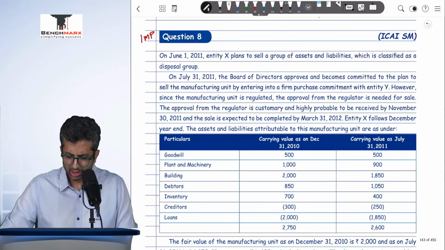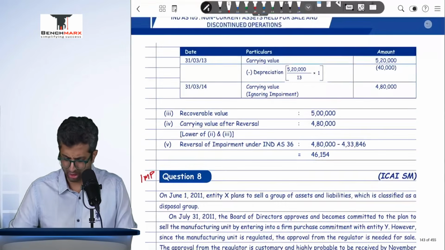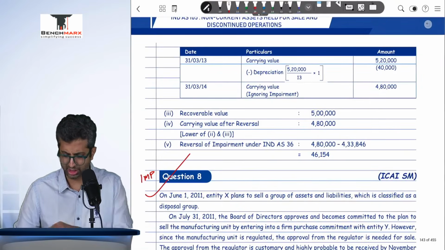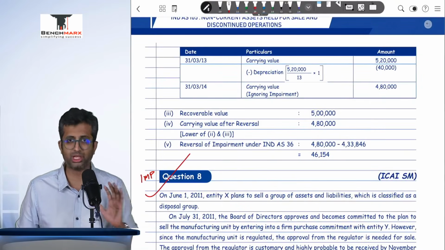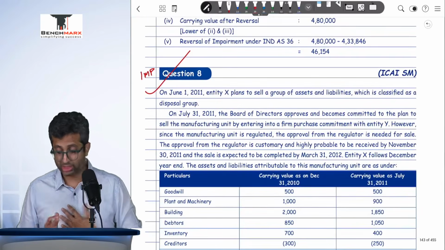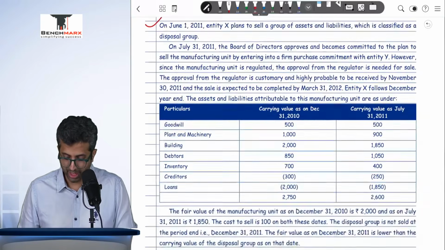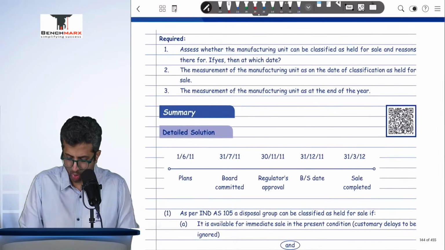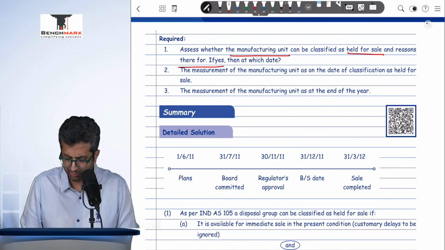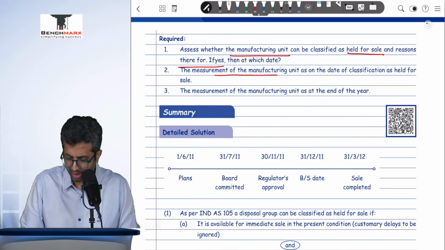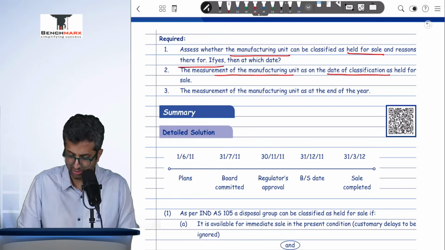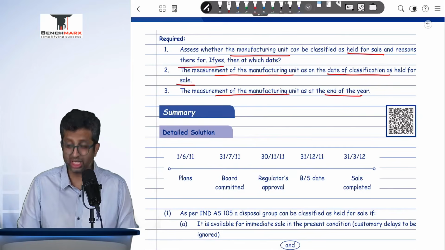Okay, then you look at question number 8. Ajay, if you had to see the impairment under Ind AS 36 reversal, the above extra workings will help you in that. Question number 8 is one of the important questions where you have been told at the end to assess whether the manufacturing unit can be classified as held for sale and reasons thereof. Second, the measurement of the manufacturing unit on the date of classification as held for sale. And third, measurement of the manufacturing unit at the end of the year.